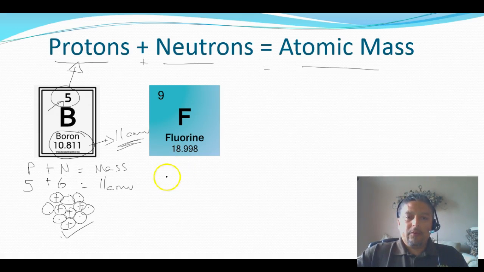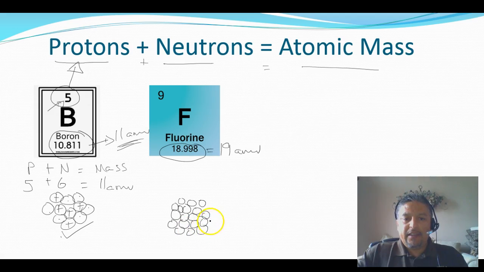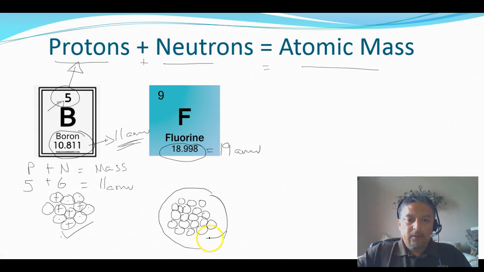Fluorine. We have fluorine over here. Once again, we have a number underneath the atomic symbol, 18.998. If we round that off, that is going to be equal to 19 AMUs. So this is the total amount of particles that we can have in the nucleus. We put 1, 2, 3, 4, 5, 6, 7, 8, 9, 10, 11, 12, 13, 14, 15, 16, 17, 18, and 19. This is the amount of particles that we can have in the nucleus of the atom, right? So this is inside the nucleus of the atom.